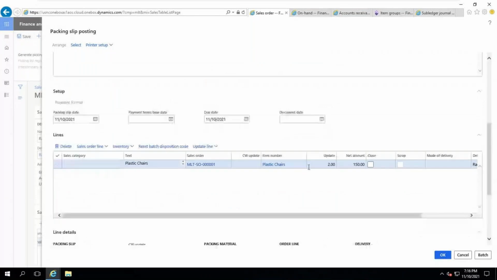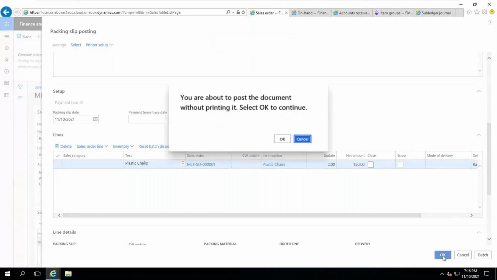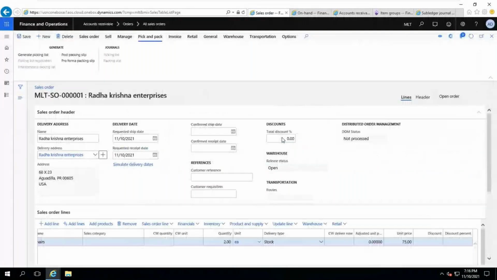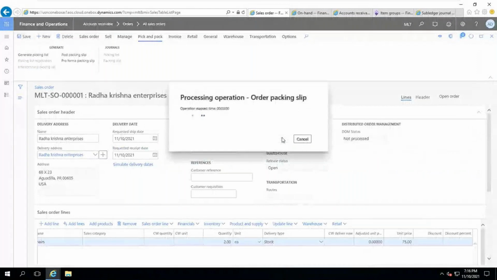It is showing the line details. Click OK. You are proceeding, no issues. I'm proceeding. Now the packing slip is updated without any errors, even though it was not mapped.